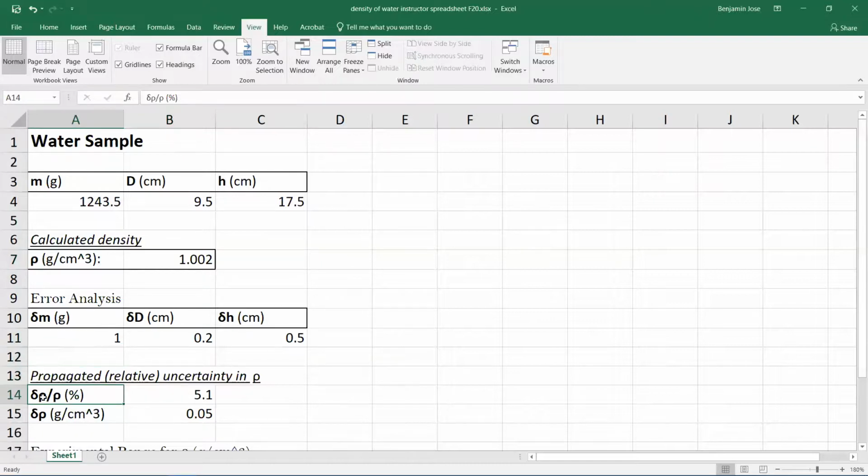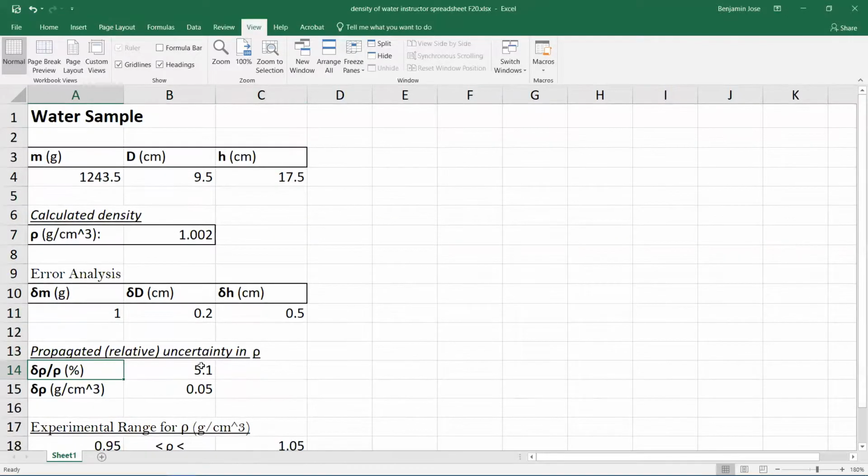delta rho over rho, you're going to have to enter a formula here, and I'm not going to click on it. Let me go ahead and hide the formula bar again. It's up to you to enter a formula in this cell. You're going to hit equals, and then you just have to take the uncertainty in rho and then divide it by your best value for rho. Now, where do we get the uncertainty for rho? I think that would be this cell.